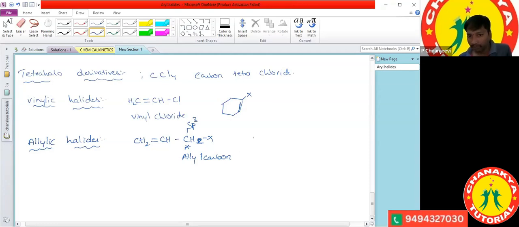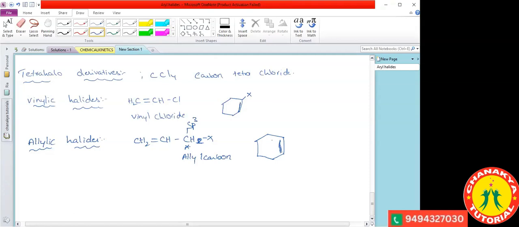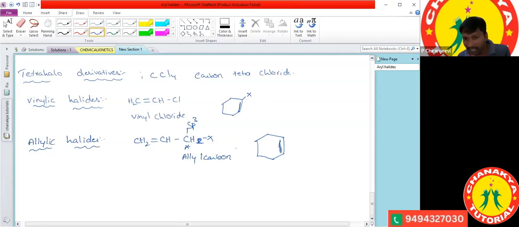For example, here I'll write a cyclic structure like this. Here the double bond is there. In the given structure, how many allylic positions are there? Any one of you, can you tell me that? Four. Which four? Let us see. Only two. So let's see the double bond. 1, 2, 3, 4, 5, 6.